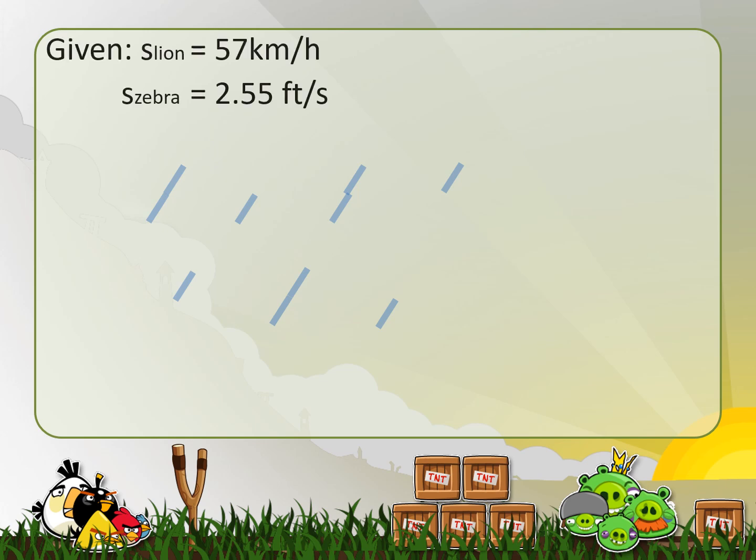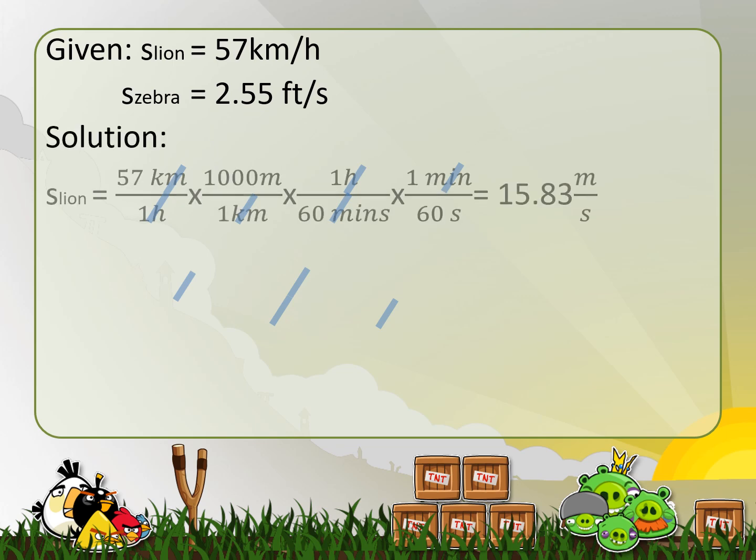We now have the given. Speed of lion is equal to 57 kilometers per hour, while the speed of zebra is equal to 2.55 feet per second. In order for us to see correctly the difference of their speeds, we must convert them into the same SI unit, which is meters per second. Therefore, the speed of lion is equal to 57 km per hour times 1,000 meters over 1 kilometer times 1 hour over 60 minutes times 1 minute over 60 seconds, which is equal to 15.83 meters per second.